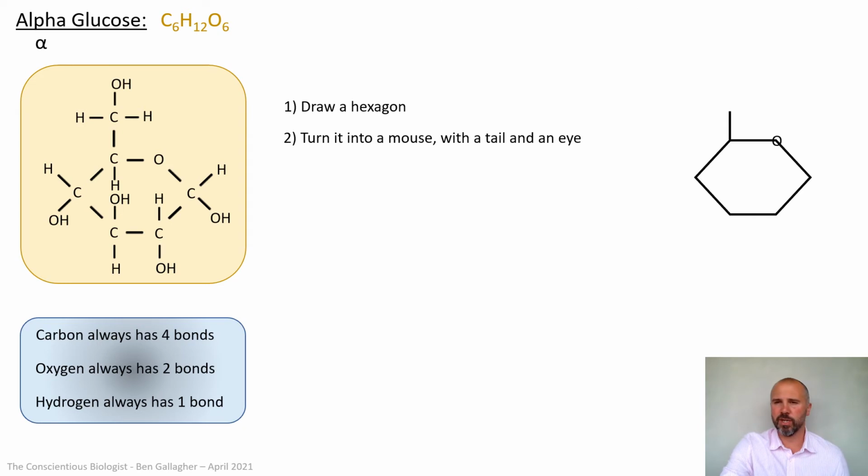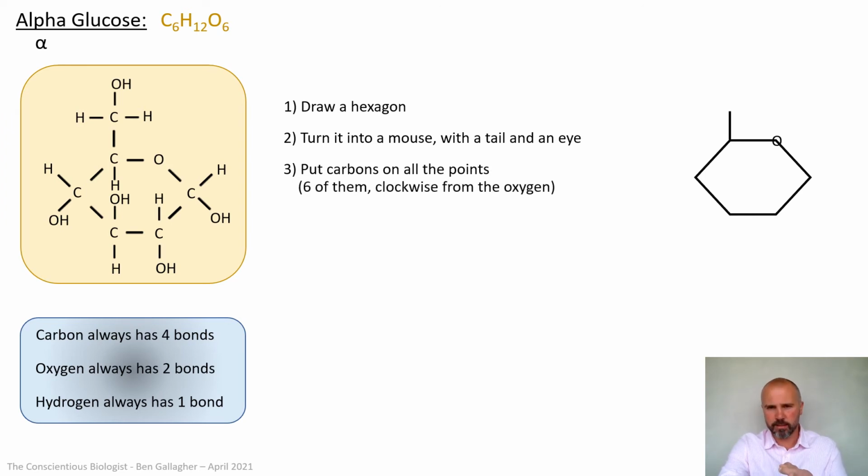Okay, so get that. That's already your basic structure, because the eye is the oxygen from over there. Then what I want you to do is put carbons on all the points. There's 6 carbons, remember, it's in the C6H12O6, but I want you to start putting them on clockwise from the oxygen. So over here on the tip of its nose, if you're thinking of it as a mouse, put them on every time there's a point or an intersection, and count them off. Really important to count them off. So 1, 2, 3, 4, 5, 6 on the tip of the tail. Okay, that's your main structure done.